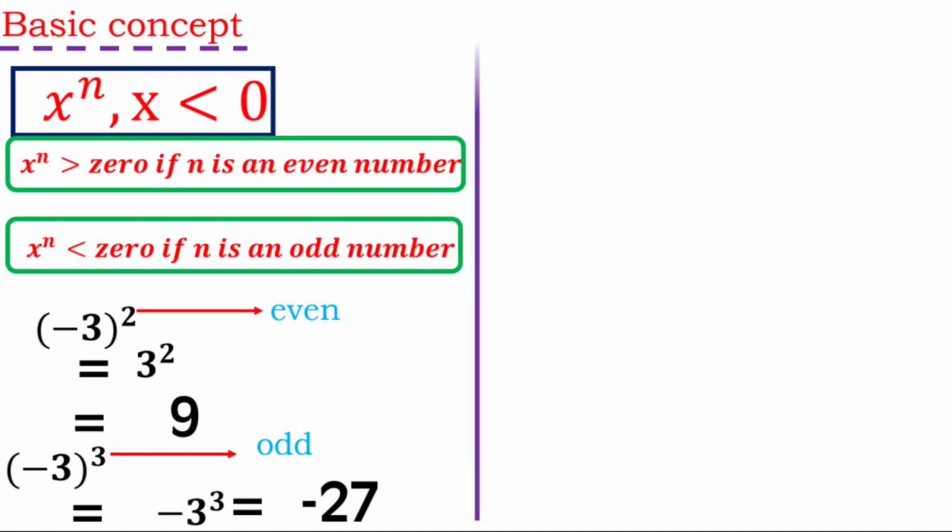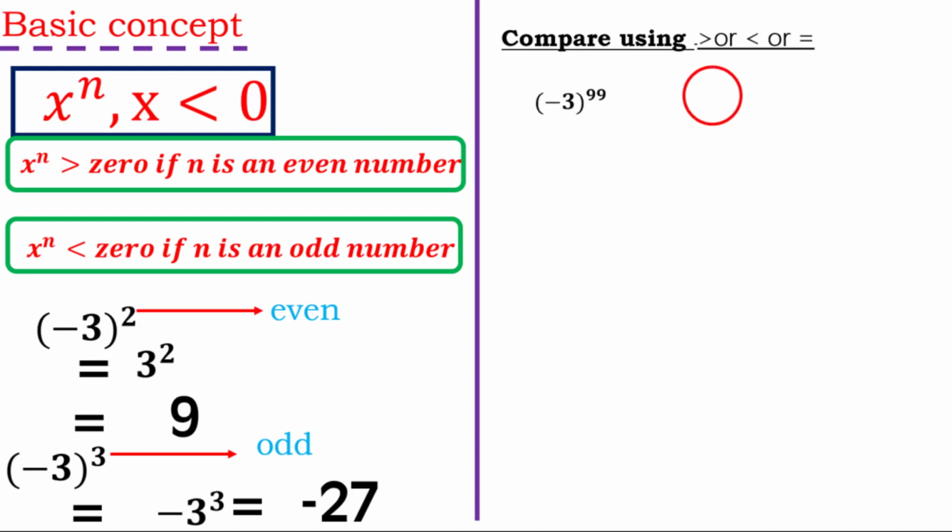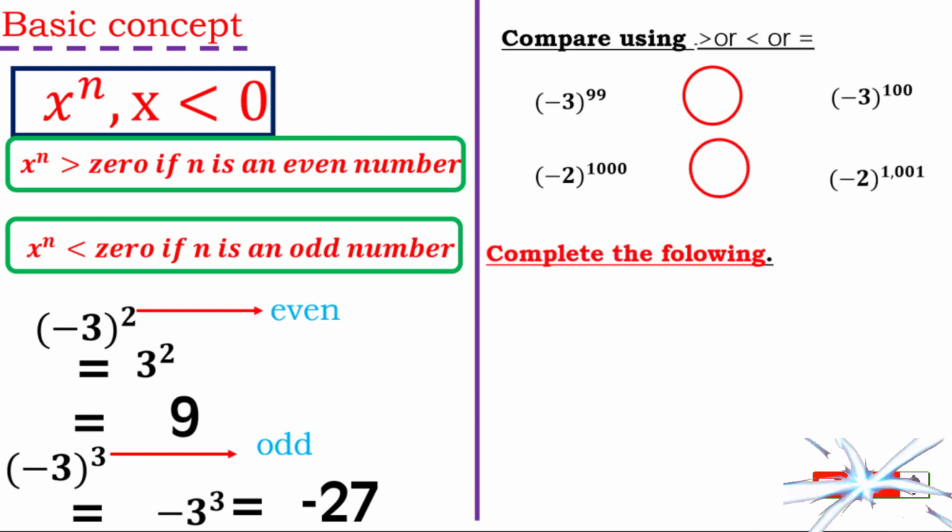We will study an exercise. You can stop the video and do the exercise. The first part: compare using greater than, smaller than, or equal. Negative 3 raised to the power 99 and negative 3 raised to the power 100. Negative 2 raised to the power 1000 and negative 2 raised to the power 1001.